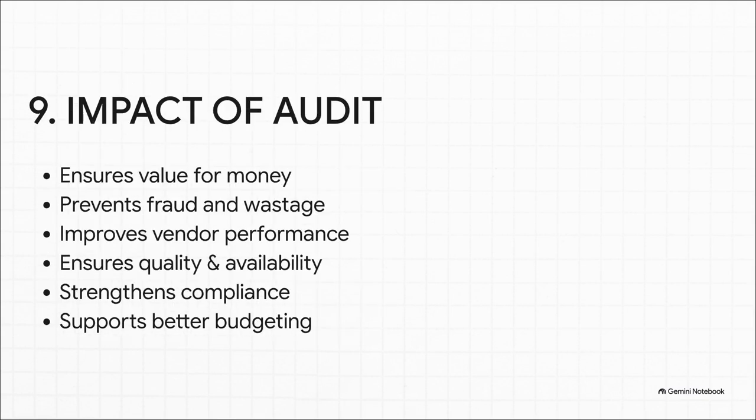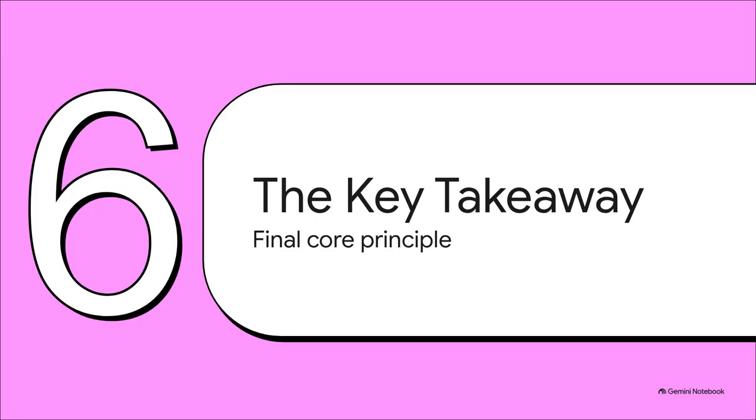But hey, the impact of actually catching these flags is massive. An effective procurement audit ensures you are getting true value for your money. It stops fraud and waste in its tracks, improves vendor performance, and guarantees you have the quality goods you need right when you need them. Plus, it drastically strengthens your compliance and supports much better budgeting and cost control across the entire company. Finally, let's wrap this up with Section 6, the key takeaway.